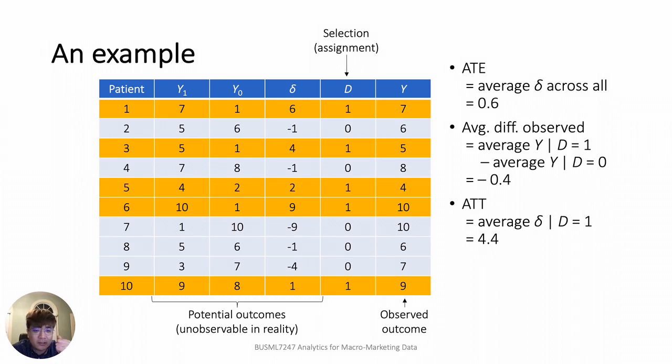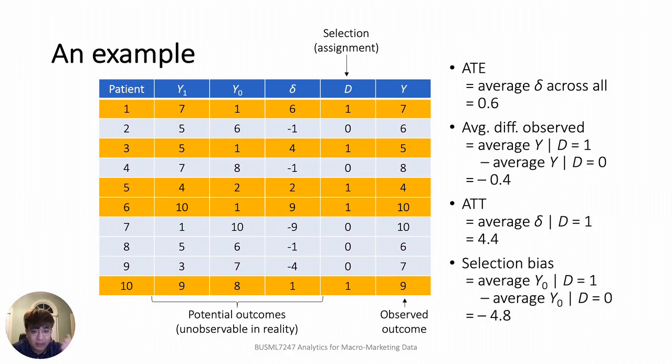The ATT is given by the average of delta only for the surgery treated, which is 4.4. And the selection bias is given by the difference in the average Y0 between the surgery treated and the chemo treated, which is minus 4.8, confirming that the average difference observed in data is the sum of the ATT and the selection bias.